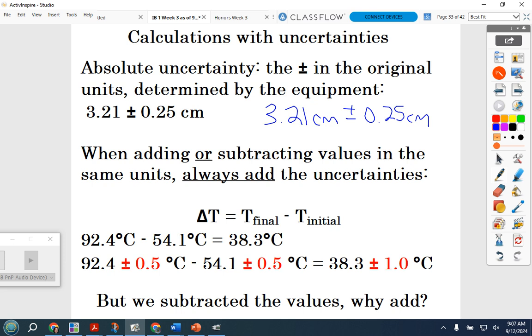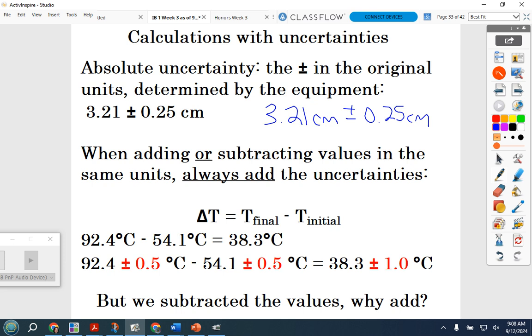I then have to think about, if I'm writing this up, what are the uncertainties of those temperatures and how do I deal with them in the calculation? So say this is an analog thermometer where the uncertainty is half of the smallest division, and the smallest division is 1 degree, which is how a lot of our analog thermometers here work. So our uncertainty is plus or minus 0.5 for each measurement.